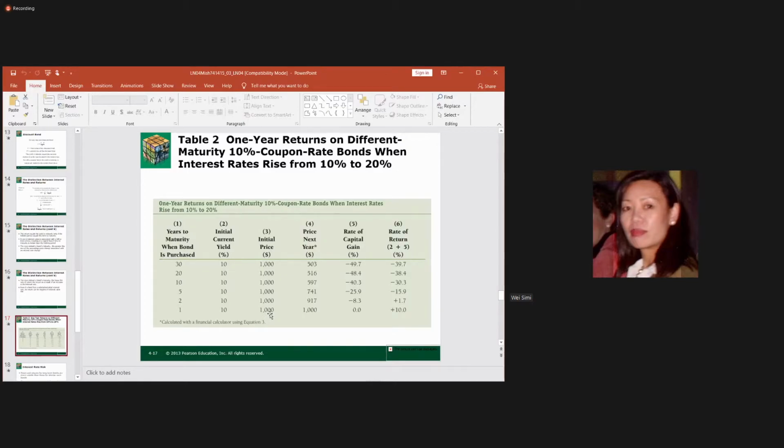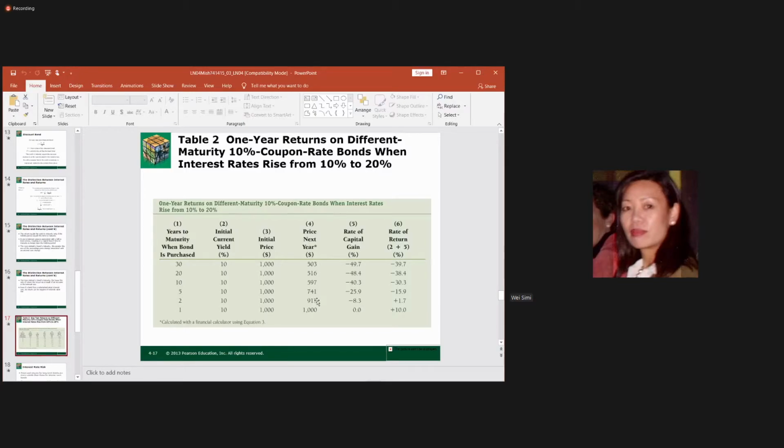But one year later, this 30-year bond becomes a 20-year bond, right? One year passed. This becomes 19 years. This becomes 9 years. This becomes 4 years. So one year later, but during this one year, the interest rate also changed from 10% to 20%. Now we ask you, one year later, what are those bond prices? You just do one, a simple one.